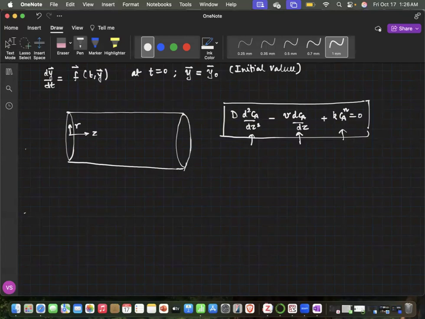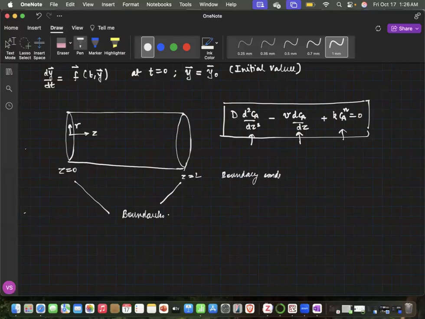Okay, now in such problems, usually we know information at the start, so we'll know the information at z equals 0, but we also have some information about z equals L. Okay, so both z equals 0 and z equals L are boundaries, and information at these two boundaries is known as boundary conditions. So we have boundary conditions at both z equals 0 and z equals L.